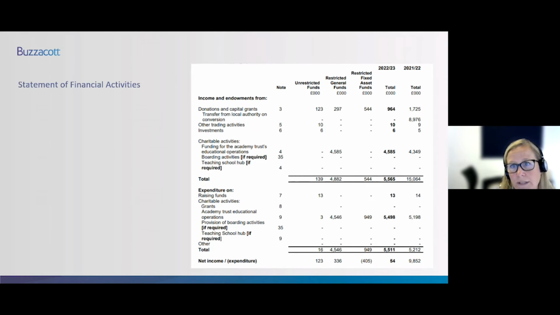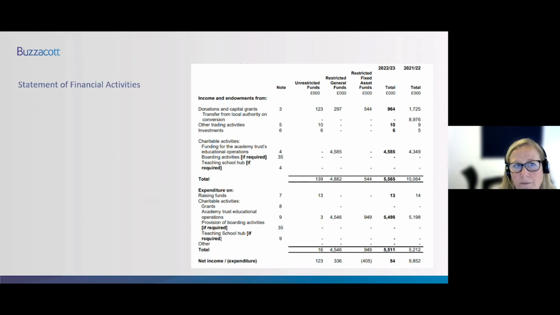However, if you exclude the restricted fixed asset fund column, you will see some quite chunky numbers in that column, 544,000 of income, which would be grants that you would have received to purchase fixed assets for the trust, and then 949,000 of expenditure. So that's your depreciation on your fixed assets in the year. If you exclude that column and those big numbers, then you actually come to a combined surplus on the ongoing activities, as it were, of the 123 plus 336, so 459,000 surplus for the year. And as you can see, this is quite different to the 54,000 in the total column.